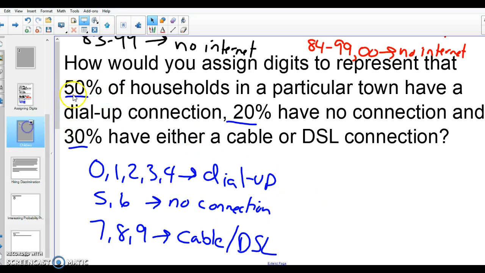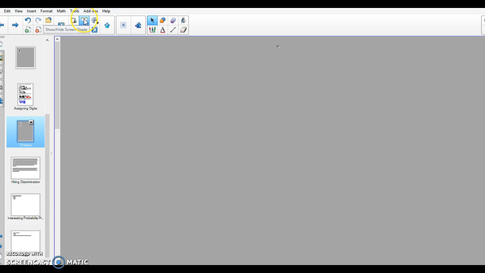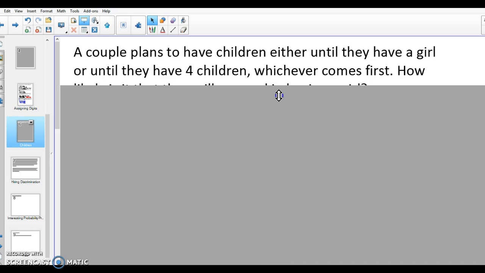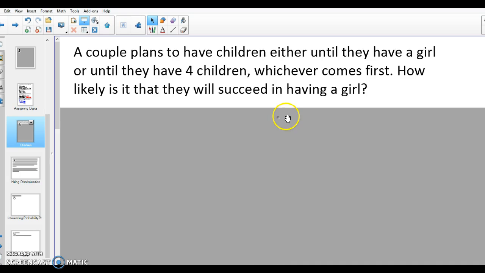Okay, let's do one more full simulation together, and then I'm going to have you take a look at an activity in the classroom. So here's another example. A couple plans to either have children until they have a girl or until they have 4 children, whichever comes first. How likely is it that they will succeed in having a girl?